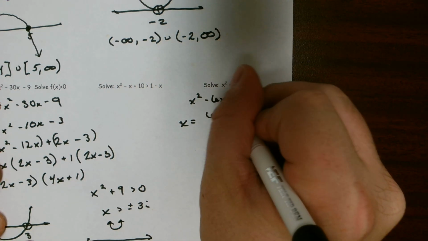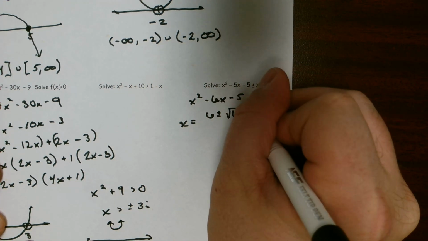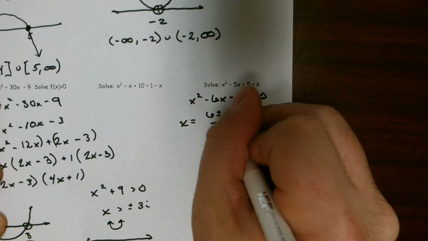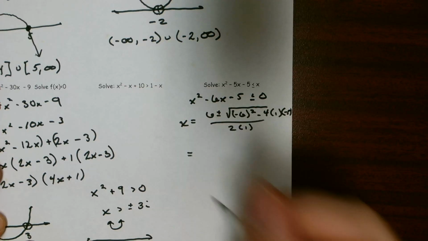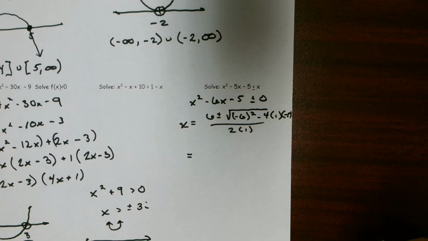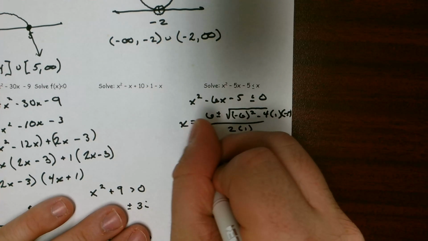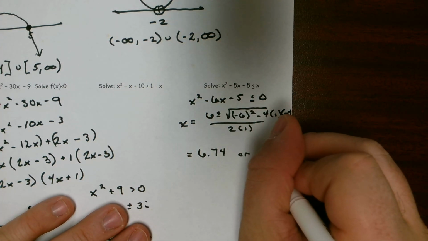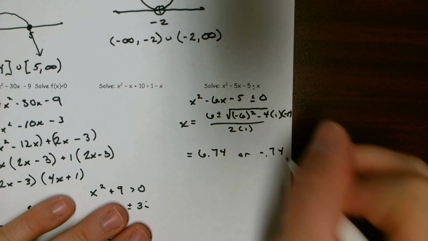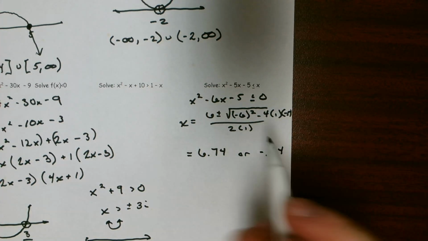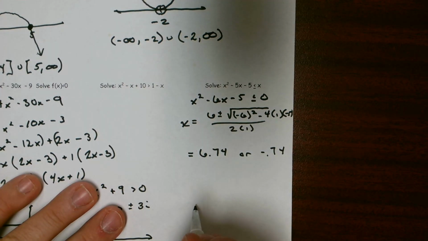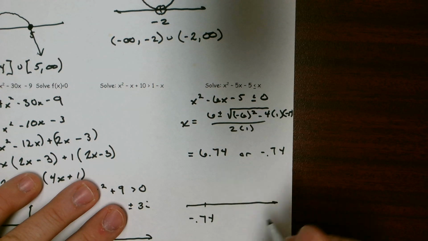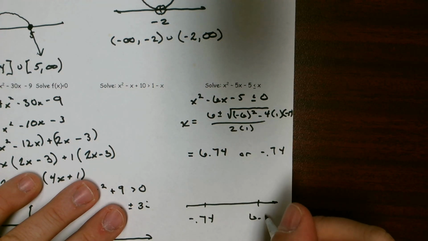Negative b plus or minus the square root of b squared minus 4ac, all over 2a. And when you do that, you should be getting 6.74 as an answer, or negative 0.74. So we have an upward facing parabola with these two x-intercepts. Let's go ahead and draw them. Negative 0.74 is about right here. 6.74 is about right here.